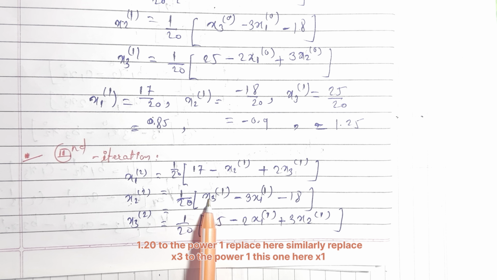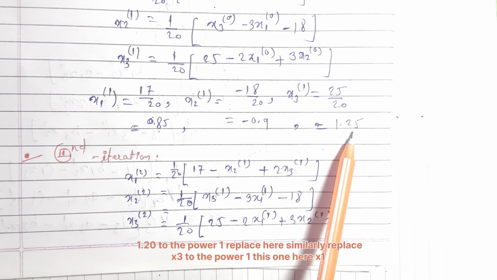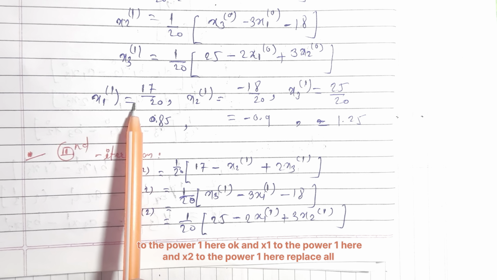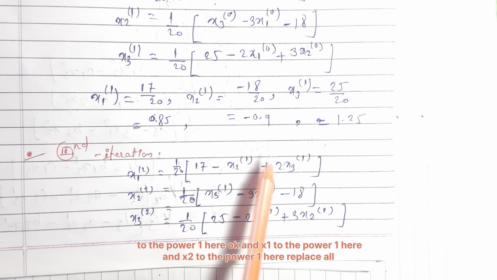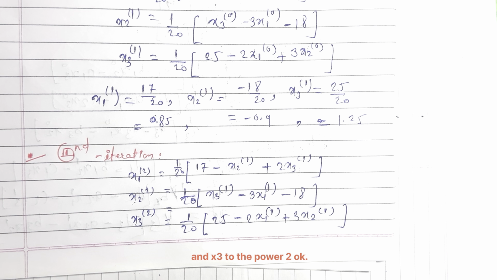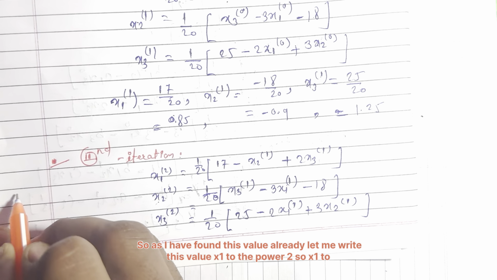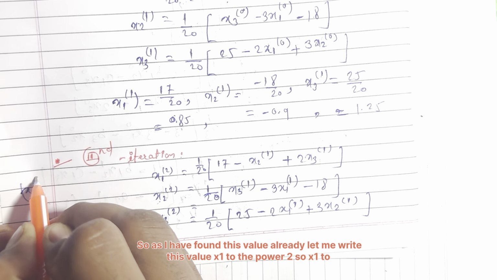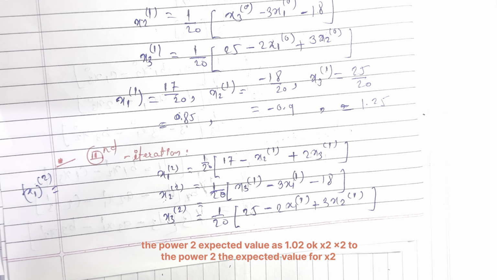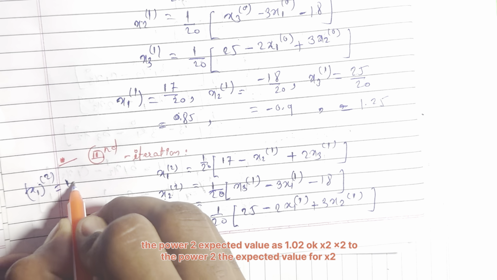Replace here. Similarly, replace x3 to the power 1 here, x1 to the power 1 here, okay, and x1 to the power 1 here, and x2 to the power 1 here. Replace all these values here, use your calculator and find x1 to the power 2, x2 to the power 2, and x3 to the power 2. Okay, as I have found these values already, let me write them. x1 to the power 2, the expected value is 1.02.